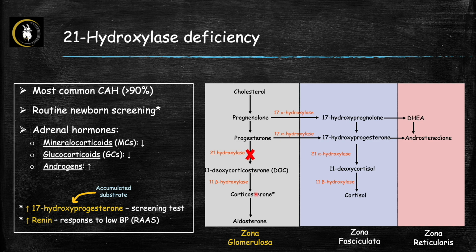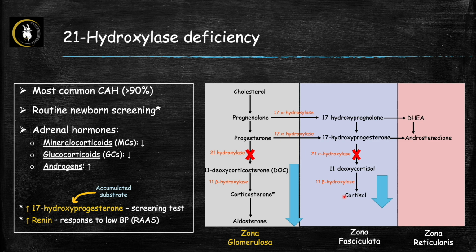Therefore, we're not going to make any of our mineralocorticoids, and therefore mineralocorticoids are going to be very low in these patients. What's going to happen over here in the zona fasciculata is you're not going to have this reaction of going from 17-hydroxyprogesterone to 11-deoxycortisol. So you're not going to make any cortisol. You're not going to have glucocorticoids. So those are going to be low as well.